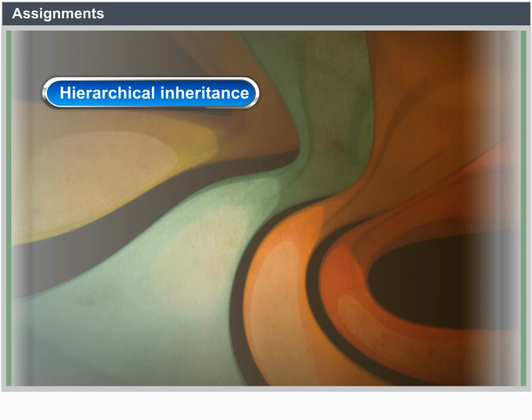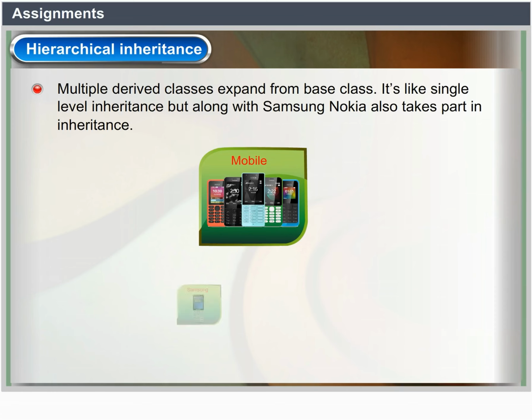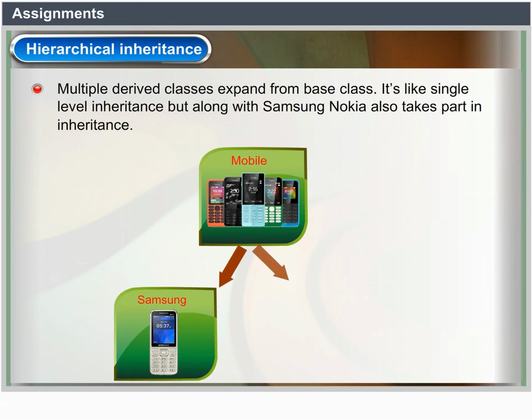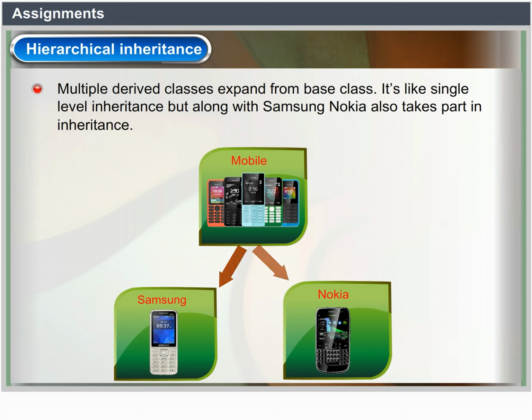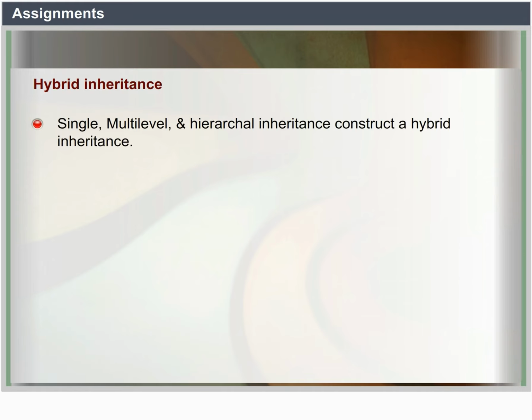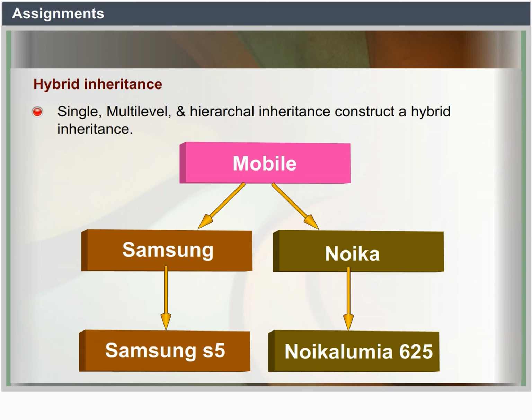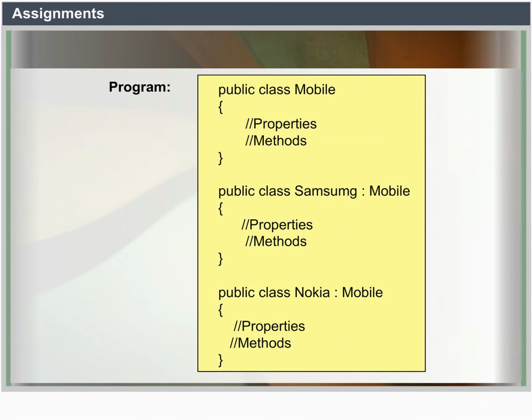Hierarchical inheritance. Multiple derived classes expand from a base class. It's like single level inheritance, but along with Samsung, Nokia also takes part in inheritance. Hybrid inheritance. Single, multi-level and hierarchical inheritance construct a hybrid inheritance. Let's see the program.